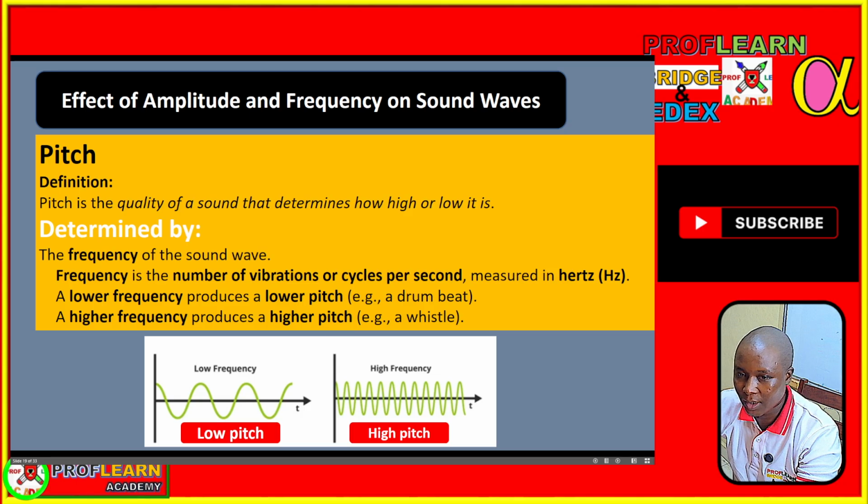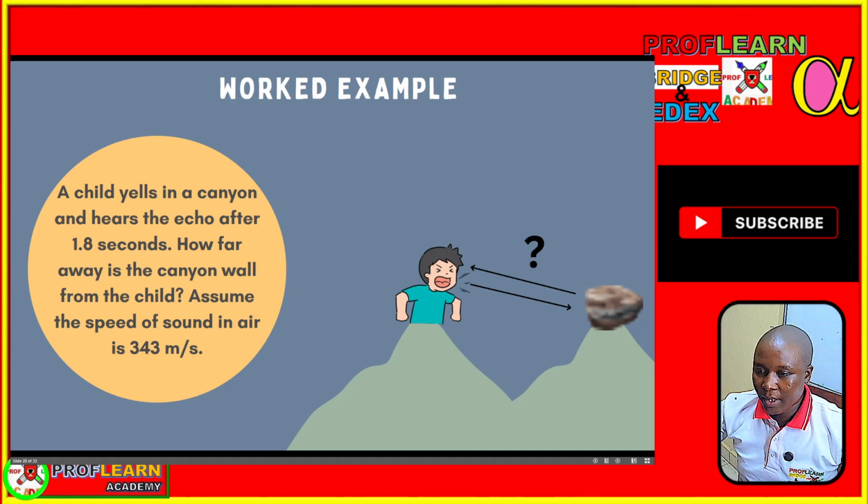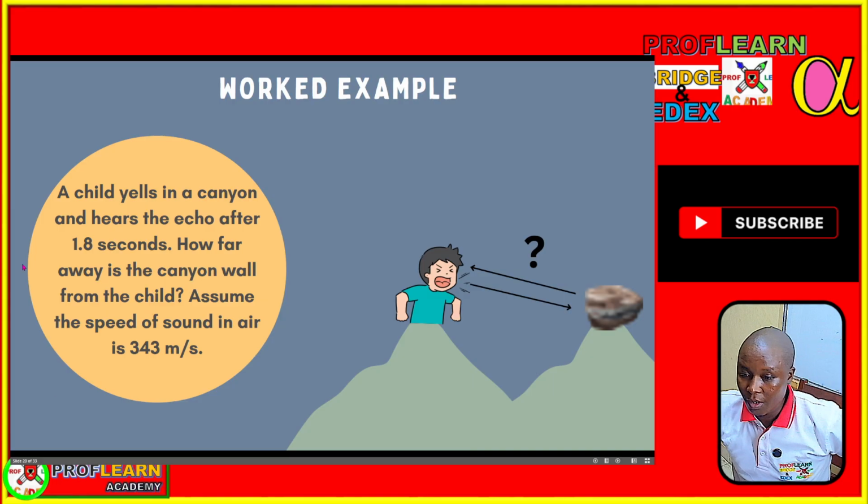In this case, we are going to have different worked examples that you really ought to know how to work out. There is no calculator. So if you have a person making some sound, this sound will travel to the obstacle and then it's going to come back.